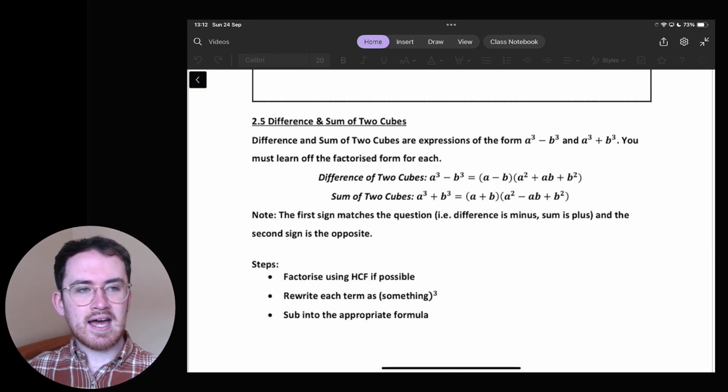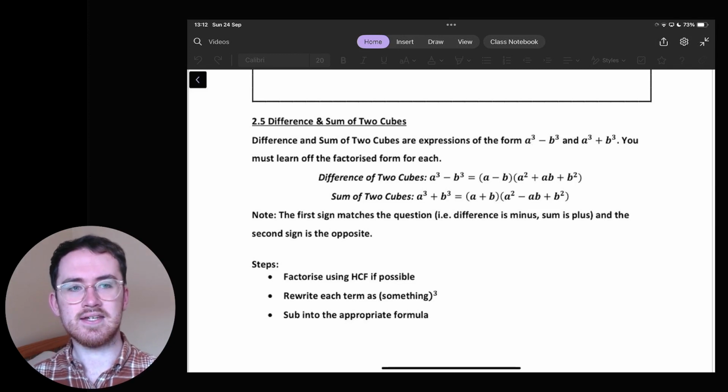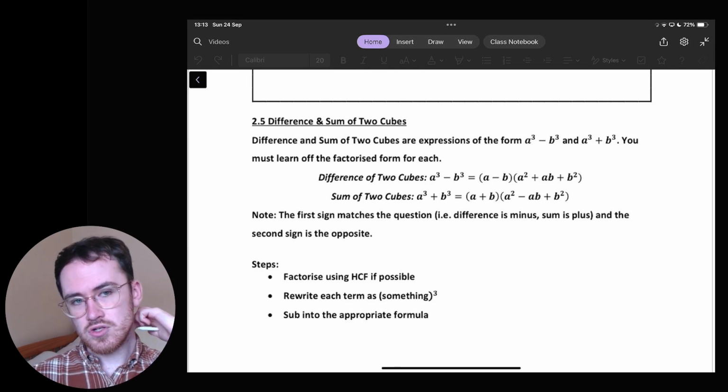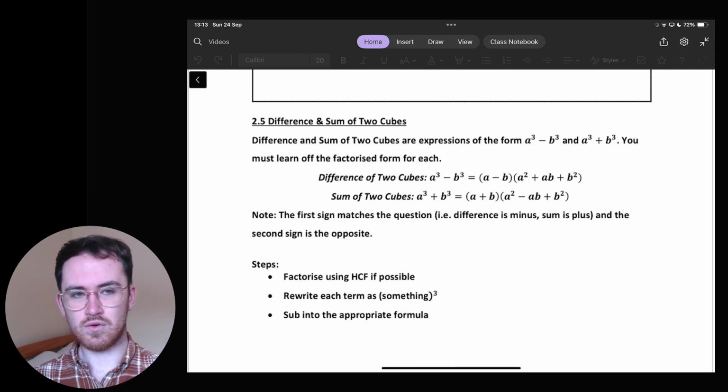So now we're going to be looking at a kind of similar idea, except we have cubed terms, and between them we might have a minus or a plus because we're doing difference and sum of two cubes. So they're expressions of the form a cubed minus b cubed and a cubed plus b cubed. So the same idea as difference of two squares. We have something cubed and something cubed, and we have two different kinds of expressions for each of these.